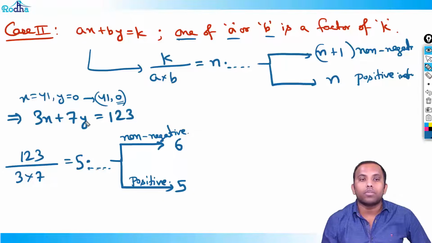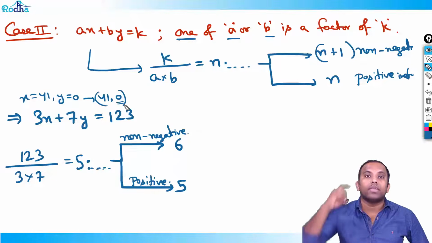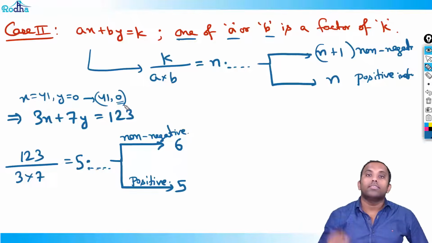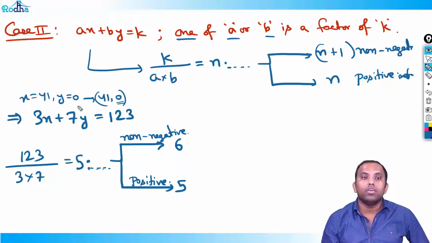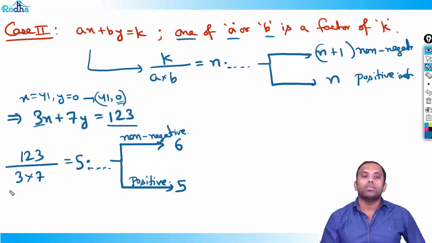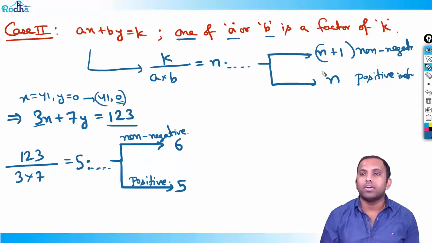Now x cannot be 0, because if x is 0, 7y is not a multiple of 123, so I will not get y as an integer, so no integral solution. Since only one of them is a factor, there is only one case of 0. So when y is 0, x can be 41, because the coefficient of x, 3, is a factor of 123. So only this one case we are excluding here. 6 minus 1 is 5, right? So it's easy, I think. Any question you can solve like this.